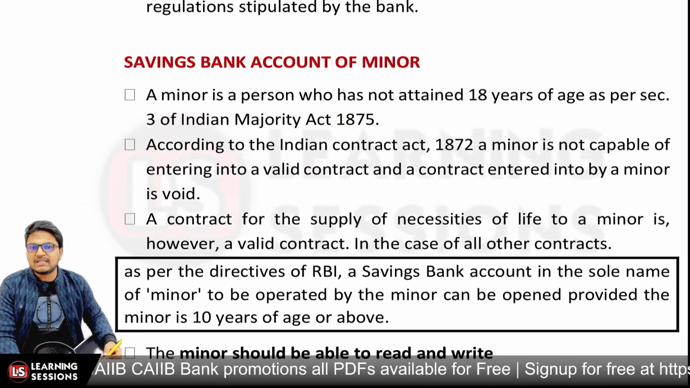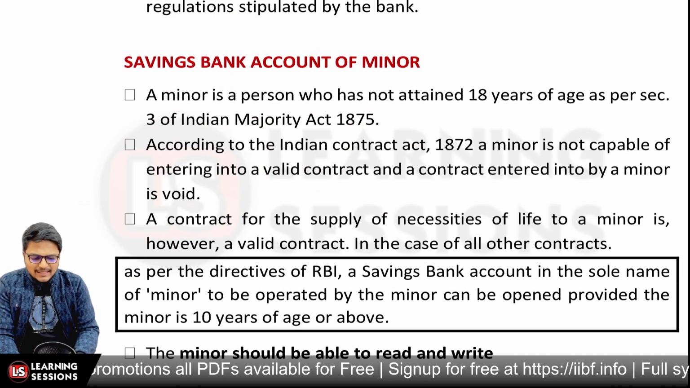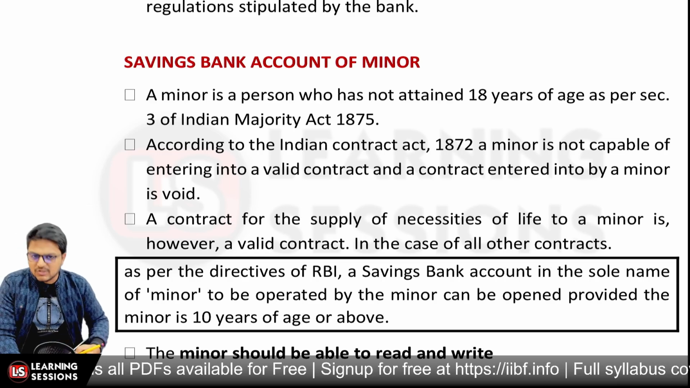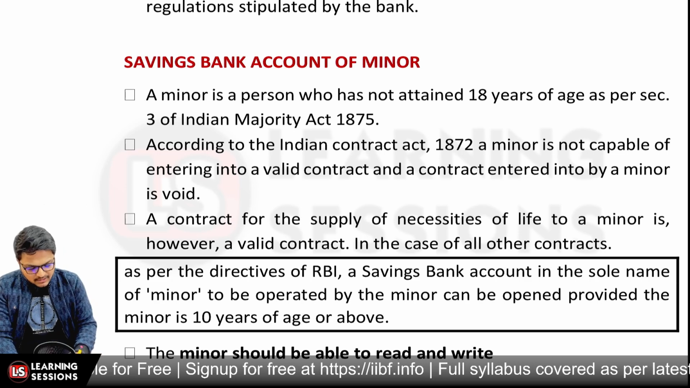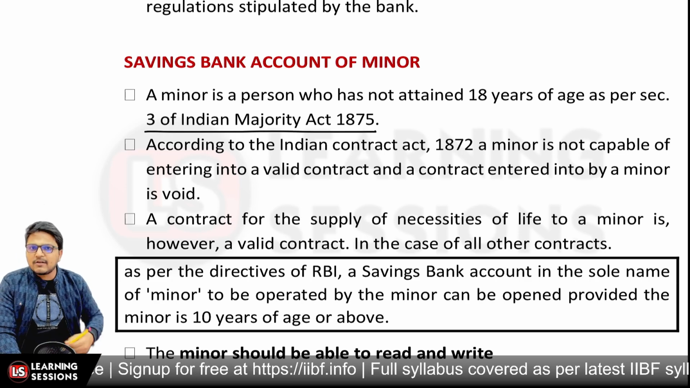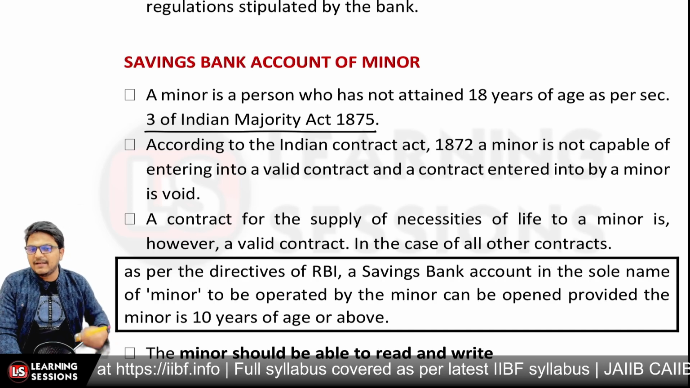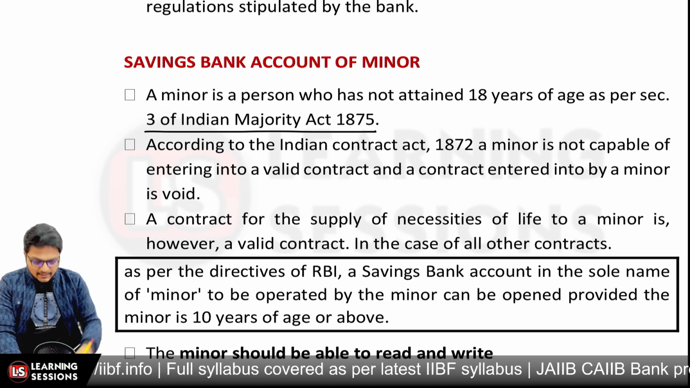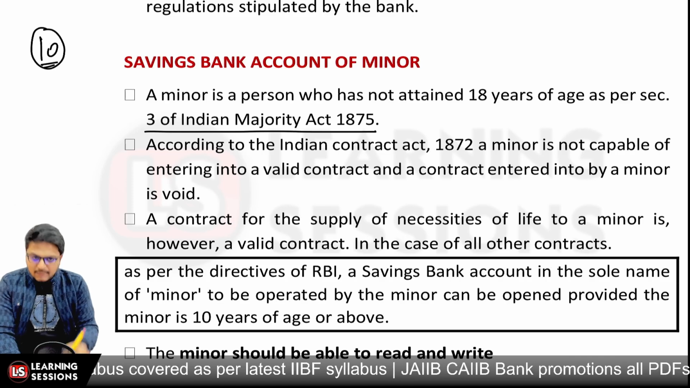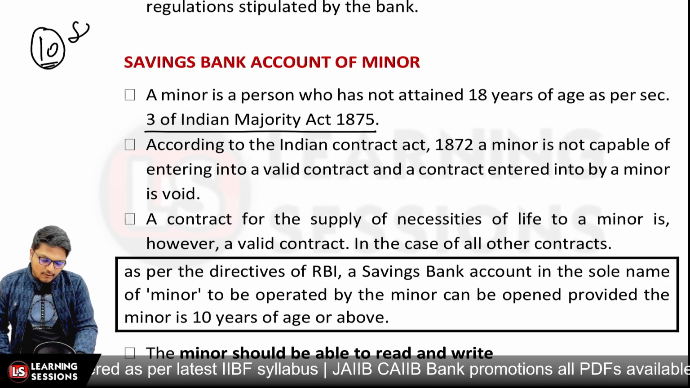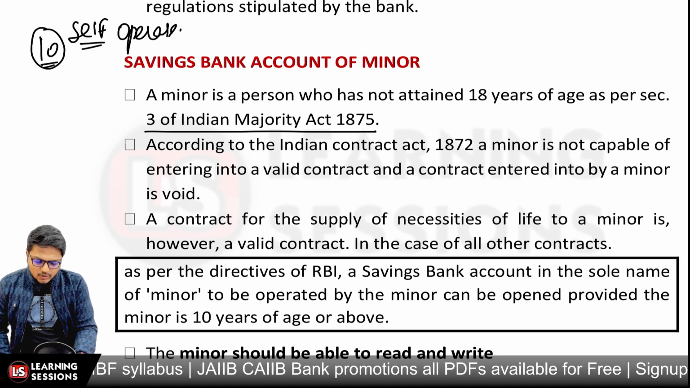Now let's understand the saving account of a minor. Let's say there is a minor who is of an age lesser than 18, which is the age of majority as per section 3 of the Indian Majority Act. In that scenario also, the Negotiable Instruments Act does provide that the minor can open an account, and further if the minor is age 10 or above, the person can open a self-operated account.